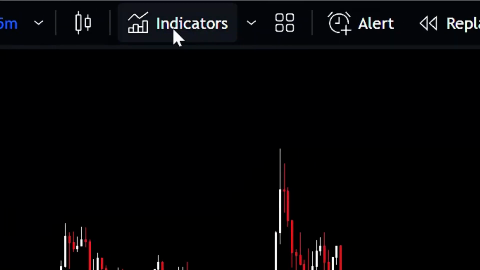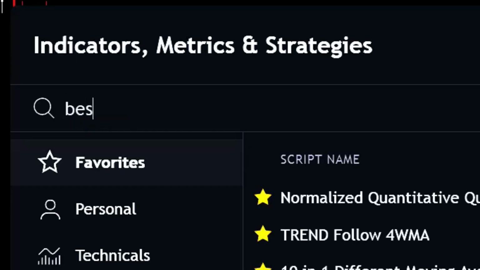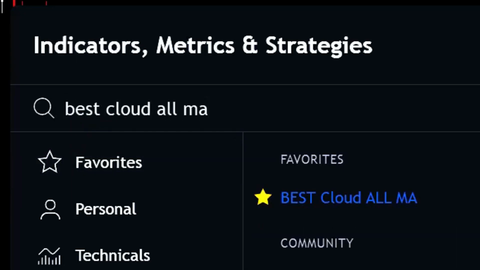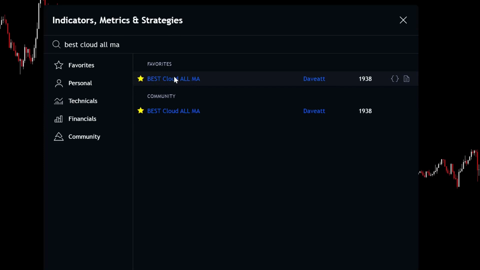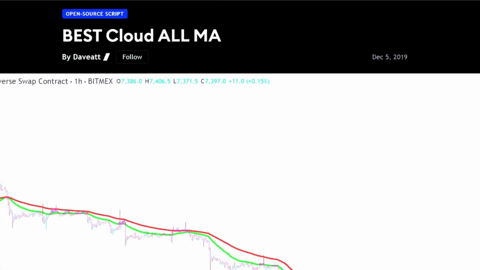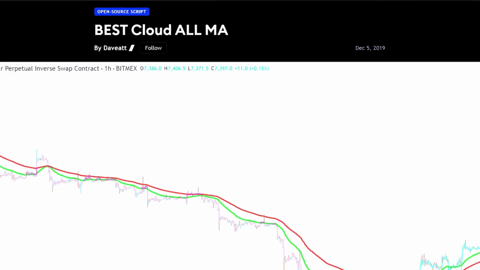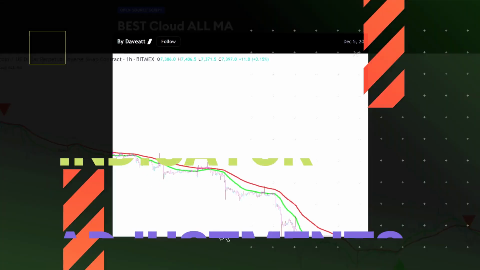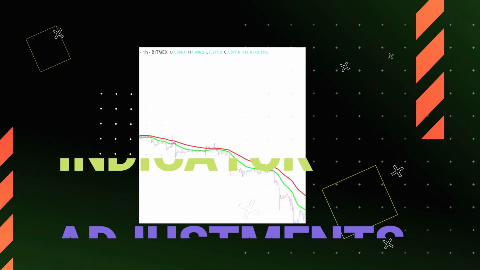Just locate the indicator section, search for best allowed all-MA, and once you find it, give it a click to add it to your chart. What this nifty little indicator does is it combines two moving averages to generate a color-coded cloud on the chart. However, before we dive into using it, we'll need to tweak a few settings.